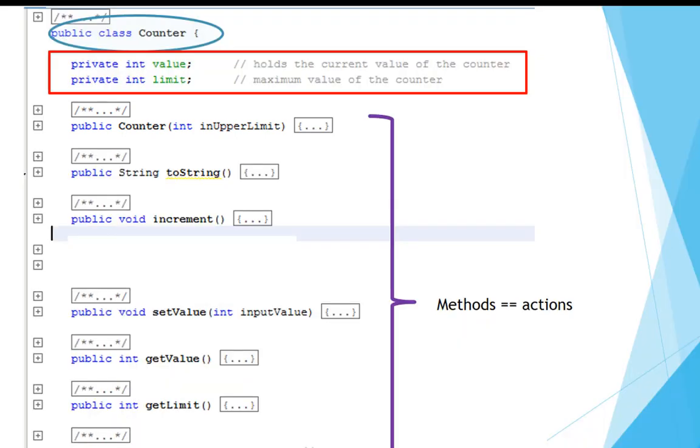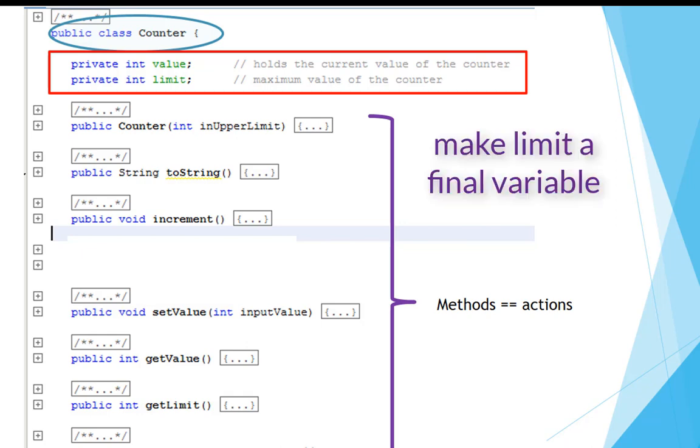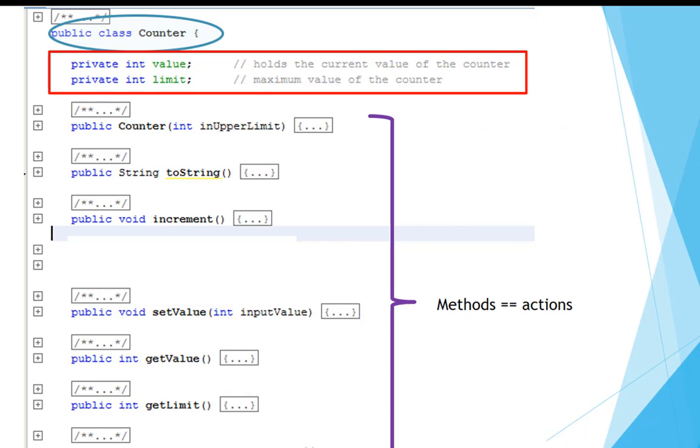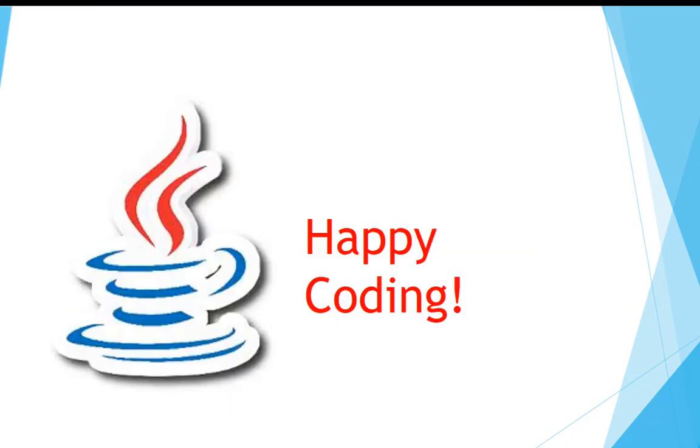Now our constructor accepts one input. This is for setting the upper limit. As a programming exercise, when you code your counter, you should make your limit a final variable. That way it can't be changed. We see the toString method, the increment, the set value that takes one integer input, the get value, and the get limit. Now we're ready to code.